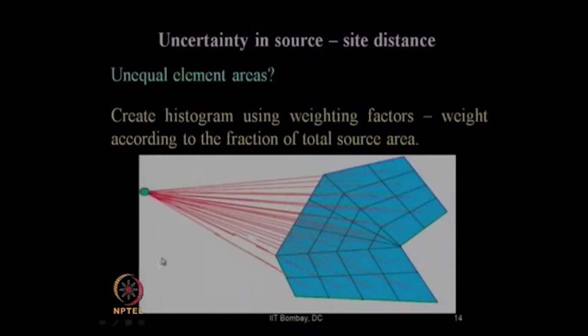Suppose we have an unequal, random, or haphazard shape of the source. In that case, we have to assign the weighting factor corresponding to different segments, and those different weight factors we have to use to calculate the fraction of the total area which is getting involved or which we are plotting in the histogram.